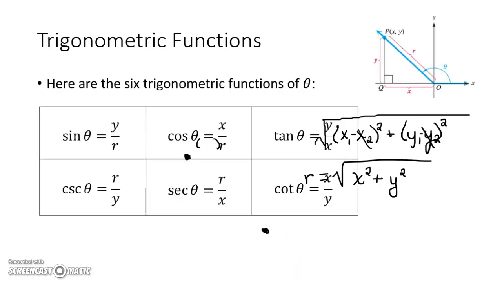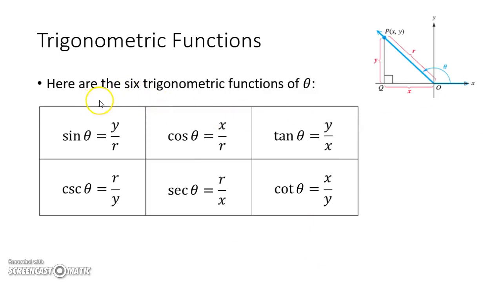Let's go ahead and clean this up. There we go. Here are the 6 trigonometric functions of theta, or just any angle that you measure. The Greek letter theta represents an angle. Here's our triangle again. The first one is sine of theta equals y over r. You may have learned it as sine equals opposite over hypotenuse. You may have learned the old SOHCAHTOA.